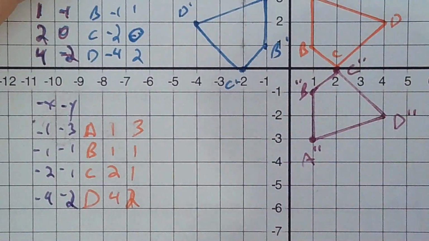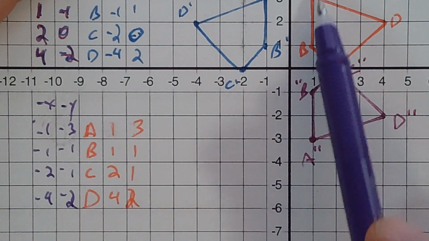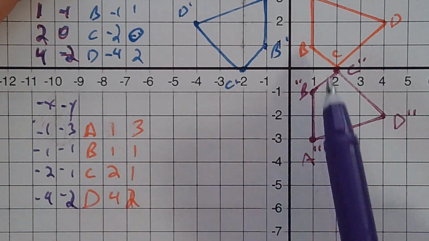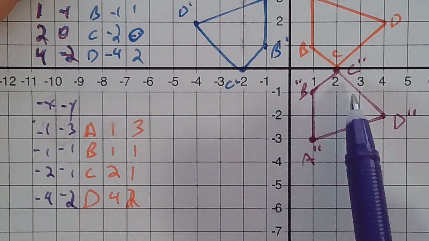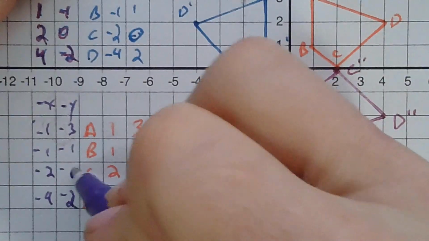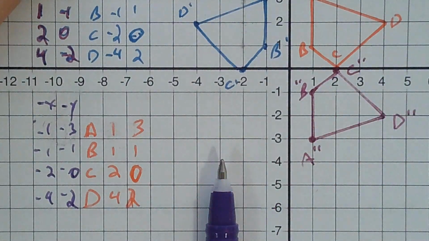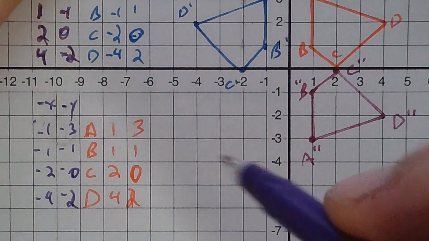4, 2. 3, 1. 4, 2. One of these is a 0. Yeah, C is a 0. I rushed that up a little bit. Alright, here we go. Alright, so now let's plot the purple numbers here.